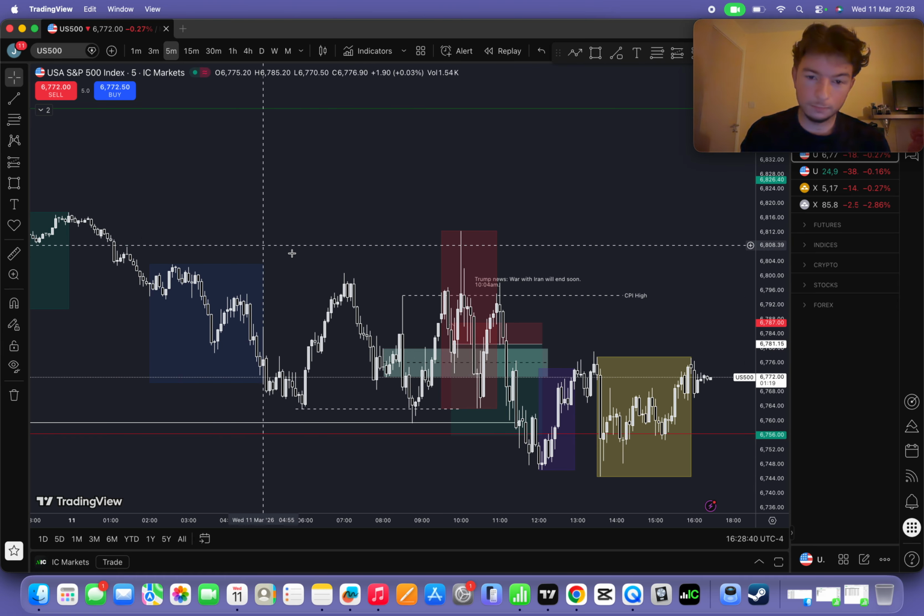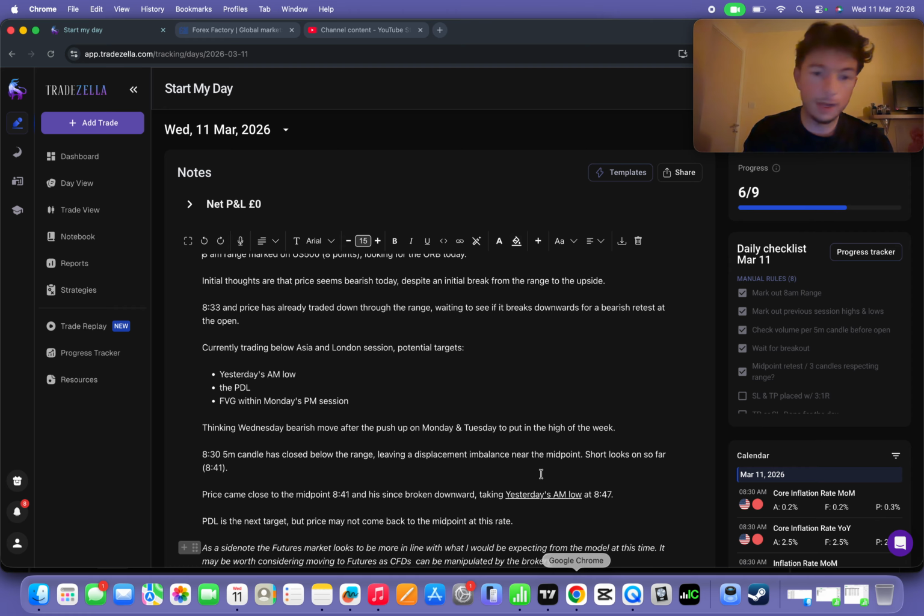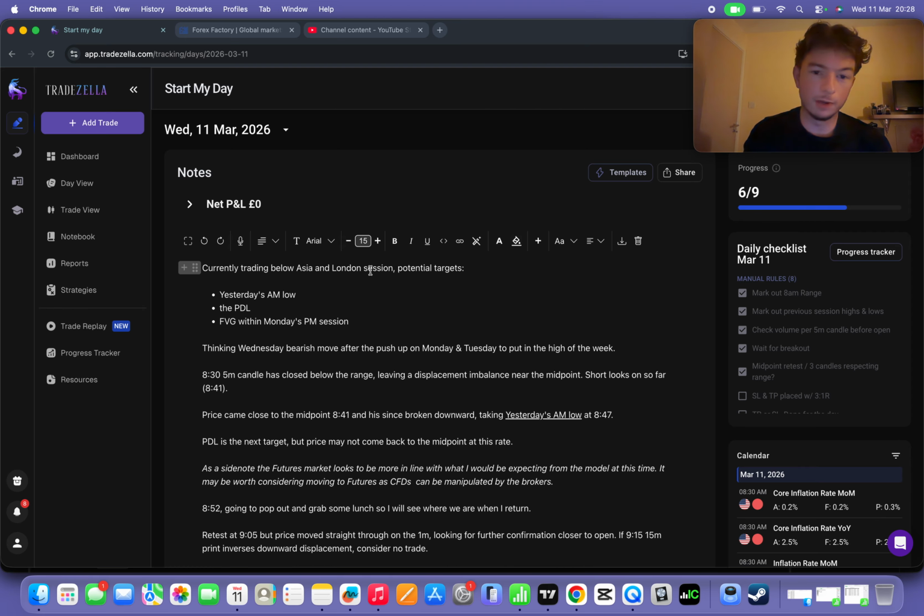And yeah, so currently trading below Asia and London session. Potential targets: yesterday's AM low, the previous daily low, and the fair value gap within Monday's PM session that I mentioned before. I was thinking Wednesday more of a bearish move after the push up on Monday and Tuesday, to put in the high of the week. That was my initial trade idea.